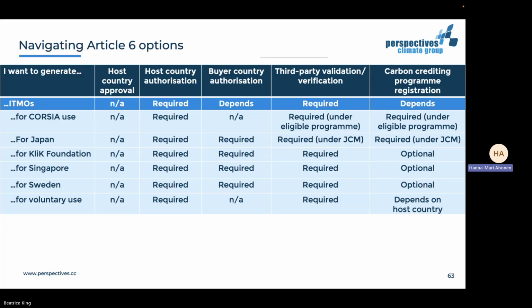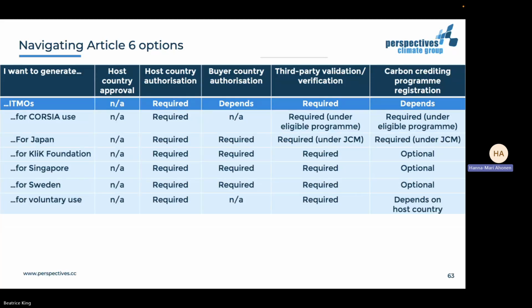If you sell to Japan, you will have to use Japan's own program, which is called the JCM. There are many of them. If you sell for Klik, you can actually quite flexibly choose different kinds of methodologies and combinations of methodologies, and they'll be approved by Klik in Switzerland and the buying country. Similarly for Singapore and Sweden, they don't require a particular program to be used. And for voluntary use, it depends on the buyer as well. Do they require actually using a program? Okay, so that's it for ITMOs.